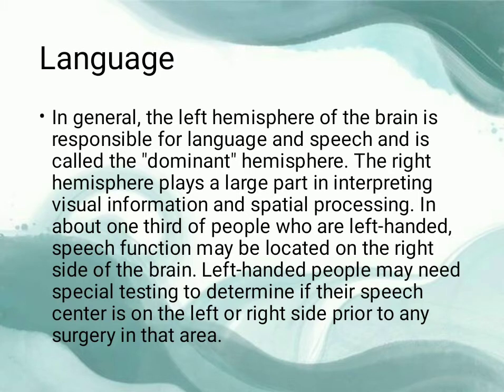So next is language. In general, the left hemisphere of the brain is responsible for language and speech, and it's called the dominant hemisphere. The right hemisphere plays a large part in interpreting visual information and spatial processing. In about one-third of people who are left-handed, speech functions may be located on the right side of the brain. Left-handed people may need spatial testing to determine if their speech center is on the left or right side prior to any surgery in the area.